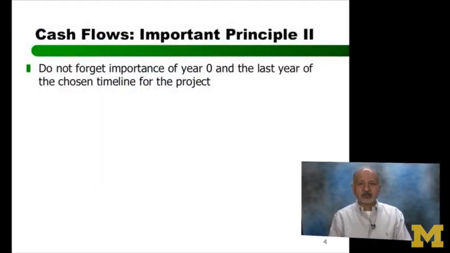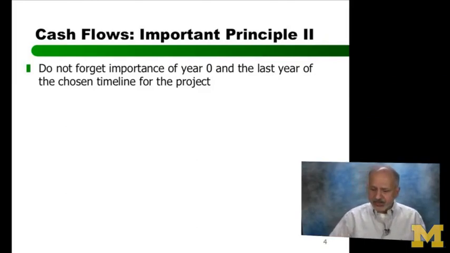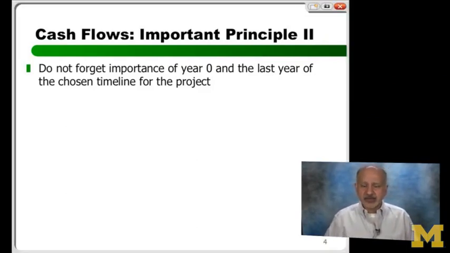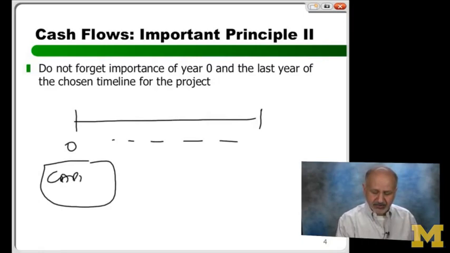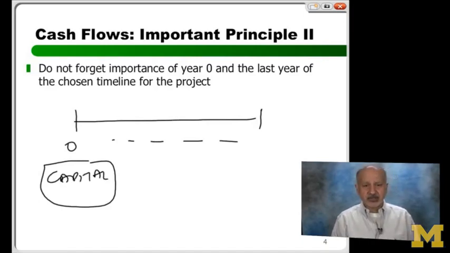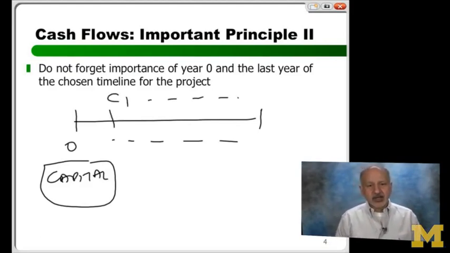which is do not forget the importance of time zero. We talked a lot about it, and we didn't spend that much time on the last year of the chosen timeline, and I'll talk about it in a second. But in the beginning, at time zero, why is it important? Because at time zero some things happen which are different from time one and so on, and those things are called capital. You need capital. And the difference between capital and a cash flow, C1 and so on, is that capital is a stock that's used throughout the process of the project.